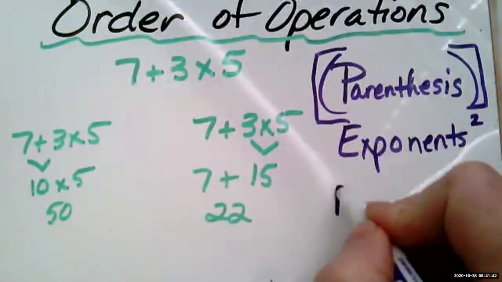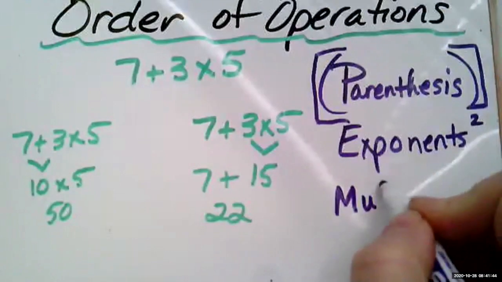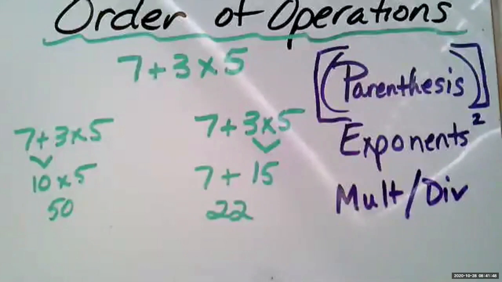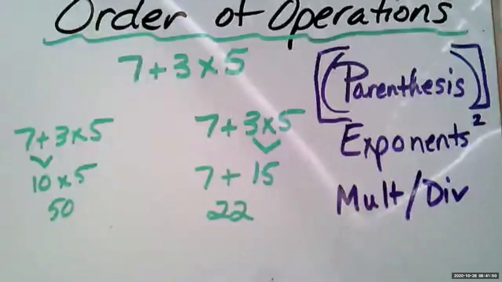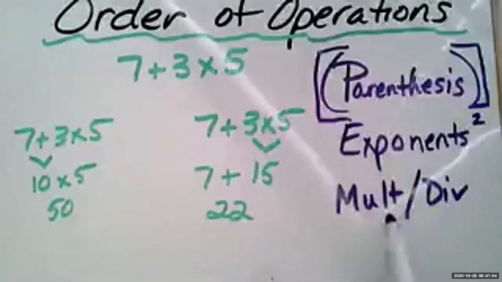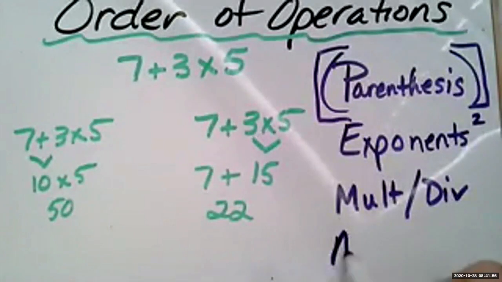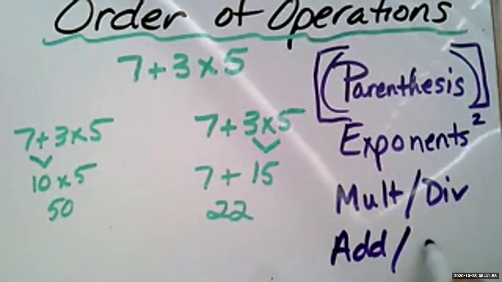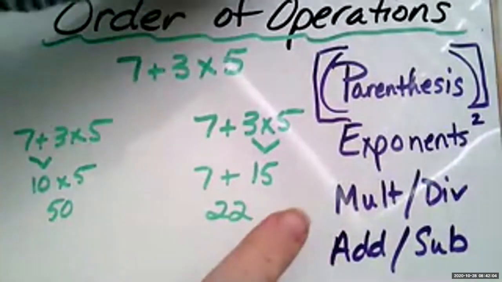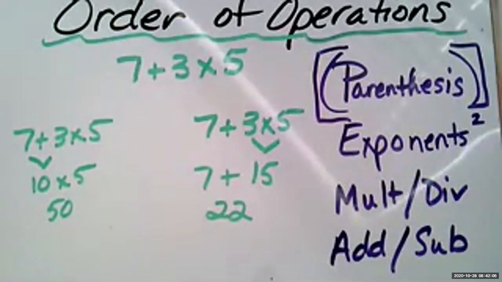And then you have multiplication and division. I'm putting them together because I want you to know they have equal importance. They are fact families. Therefore, they are equal. Just like addition and subtraction are also equally important. But this is the correct order of operations that you should use.